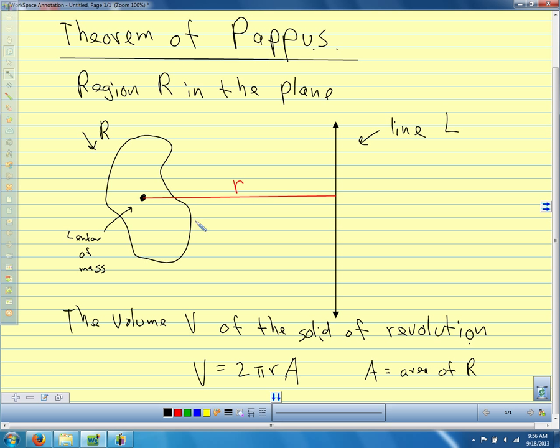All right, now we're ready to talk about fluid pressure and fluid force. It's a very similar idea to what we've just been talking about with work and with centroids. Same kind of process.